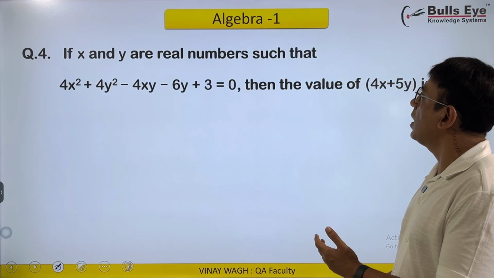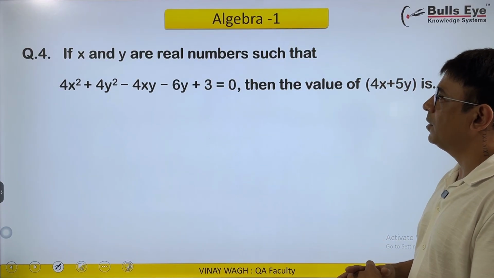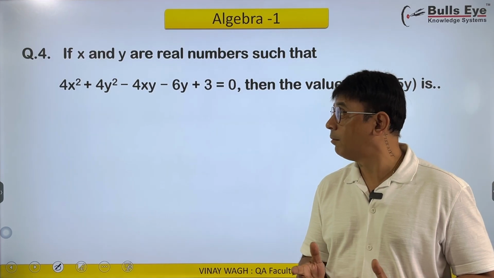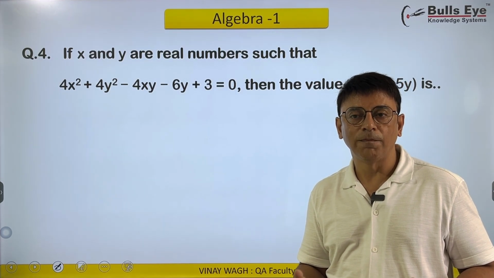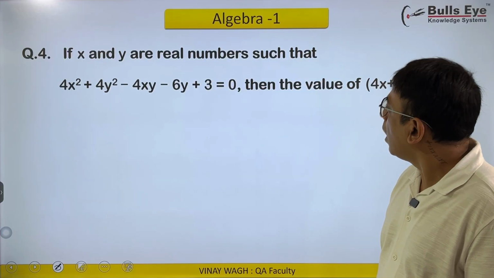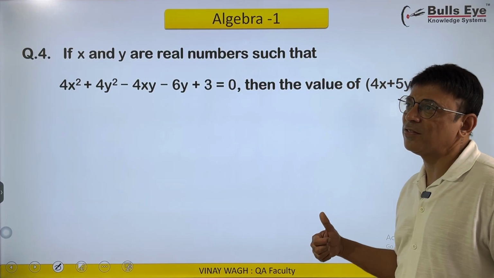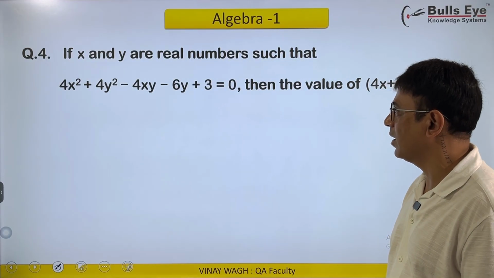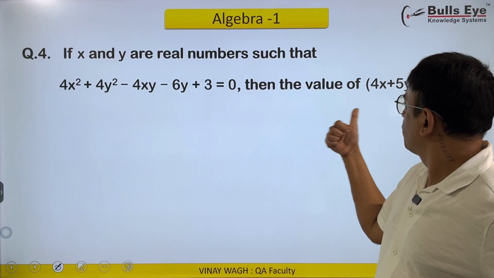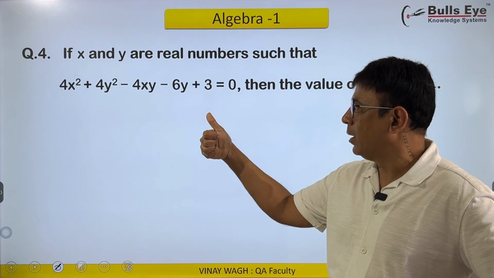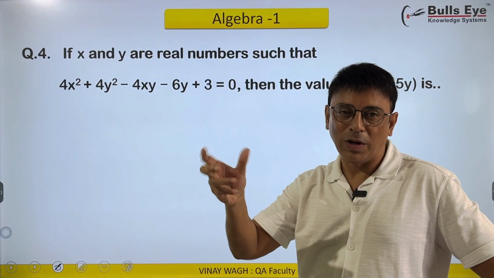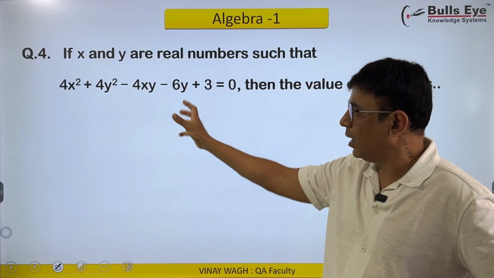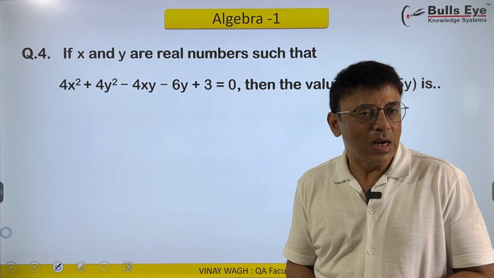Fourth, x and y are real numbers such that, my God, it's a big polynomial. Then the value of 4x plus 5y. Again, the equation is just one. The unknowns are more than one. X and y, two unknowns as such, but they are not separately asking us the value of x and the value of y separately, but 4x plus 5y is asked. One idea is somehow get 4x over there. Say I can break 4x square as 4x into x, and for me to generate 5y, somewhere here I can start doing that. I'll start with the conventional idea.